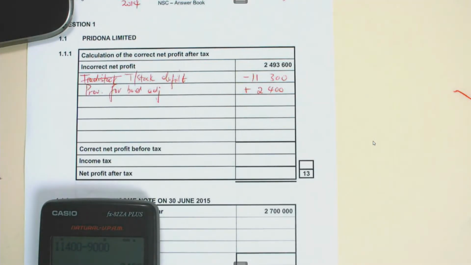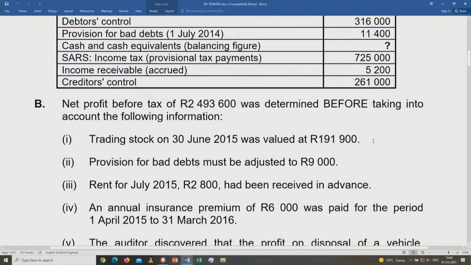It is possible, ladies and gentlemen, that say for argument's sake, we have provided lesser. Say our provision for bad debts, that number 2, is 11,400, and then from our balance is 9,000. Then it means now, in that case, our provision would have been lesser, and then it has to be adjusted from 9,000 to 11,400.